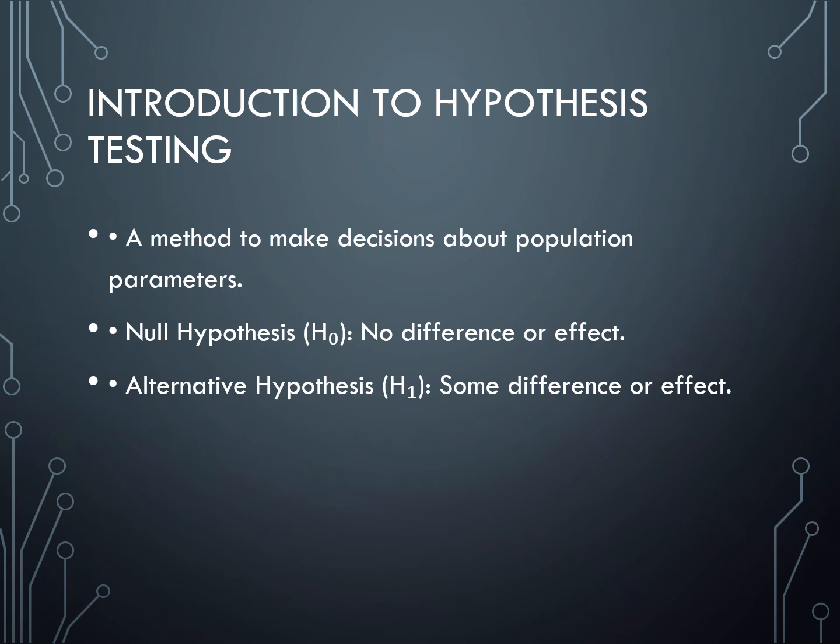Introduction to hypothesis testing. Hypothesis testing is a decision-making process. We start with two hypotheses. Null hypothesis H0 assumes no effect or no difference. Alternative hypothesis H1 assumes there is an effect or difference. We collect data, calculate a test statistic, and then compare it to a threshold to decide whether to reject or accept the null hypothesis. This is the foundation of scientific research.